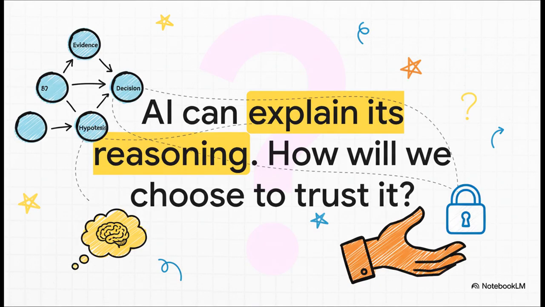And that leaves us with one last pretty profound question. As AI learns to explain itself, the challenge really shifts. It's no longer just about building a thinking machine. It's about how we, as a society, are going to choose to interact with it, to rely on it, and ultimately, to trust it.